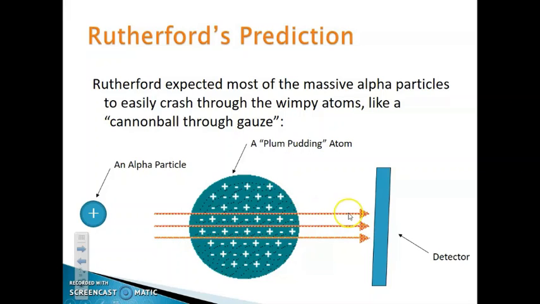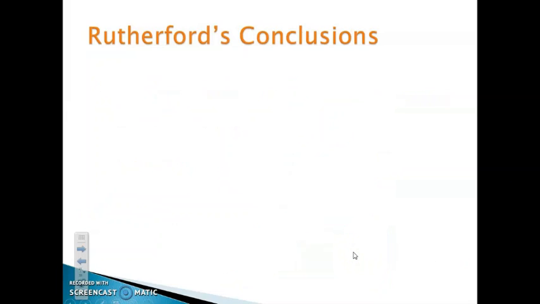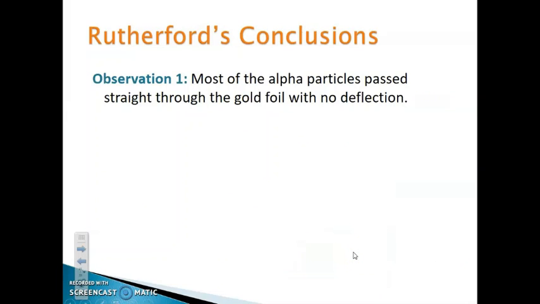All the particles would just go straight through the wimpy plum pudding atom as if it wasn't even there, and then hit the detector straight ahead. The actual results, though, were a bit different. Most of the alpha particles did do what he expected. They passed straight through the gold foil with very little deflection.